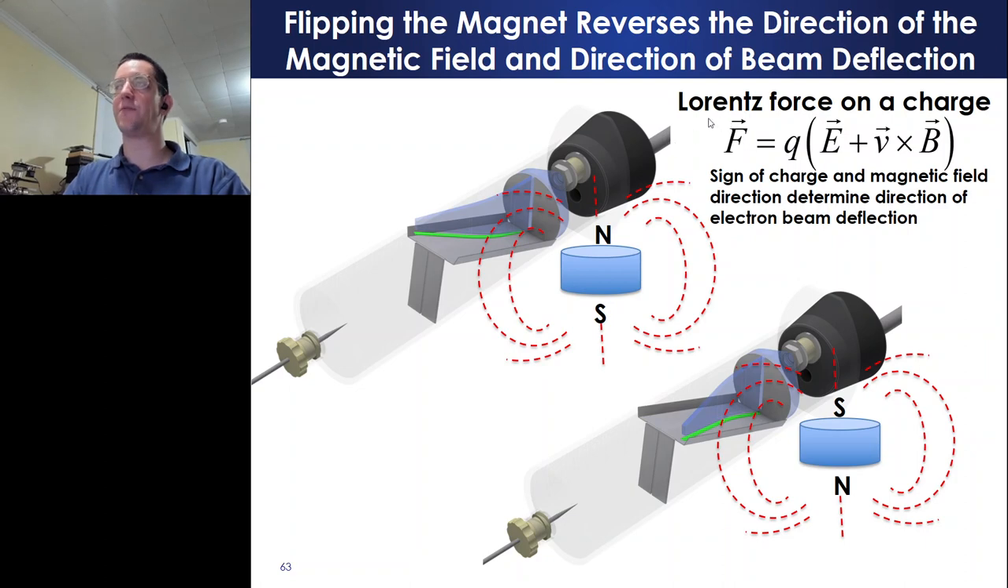This is an example of the Lorentz force on a moving charge. The sign of the charge and the direction of the magnetic field determine the direction of the deflection of the electron beam. As shown in these two figures, flipping the disk magnet upside down reverses the magnetic field direction and the deflection angle of the electron beam in the Crookes tube.